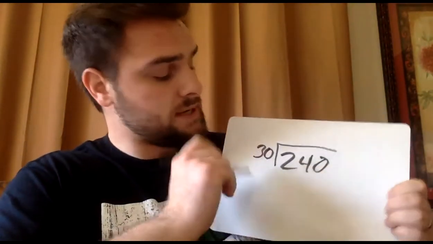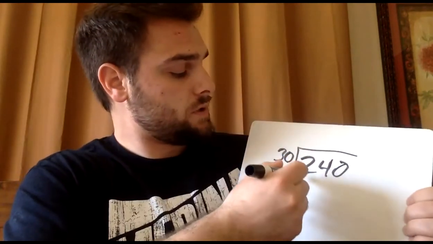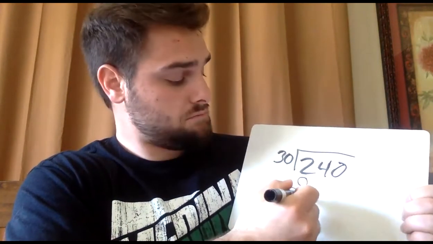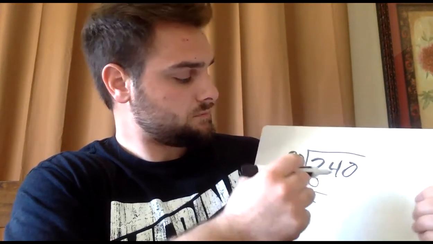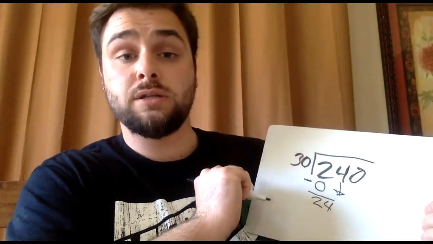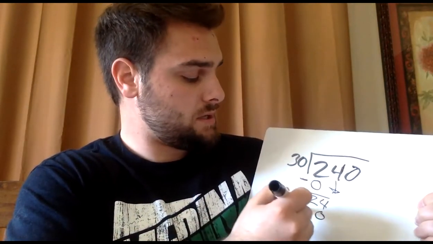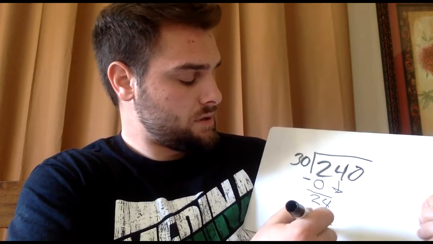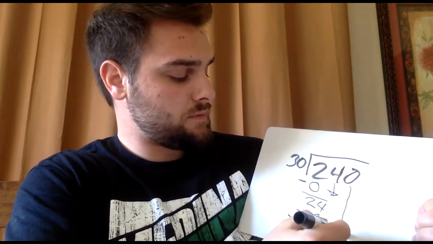30, how many times does 30 go into 2? Well, we know it doesn't go into 2, right? So we're going to go ahead and put 0. Okay, 2 minus 0 equals 2. Next, we're going to drop our 4 down. We have 24. Once again, we know that 30 does not go into 24, so we're going to put 0 again. What's 24 minus 0? Well, we got 24. Lastly, we drop that 0 all the way down here.